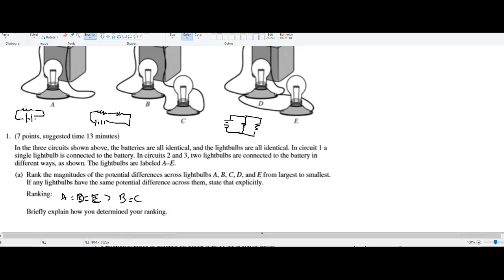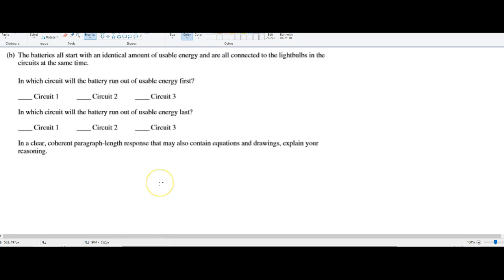Okay, pausing. And a reminder, they're trying to warm you up to what it is you are going to be doing the next part, right? My paragraph length response is coming. The batteries start with the same identical amount of energy, usable energy, that are connected to light bulbs in circuits at the same time.